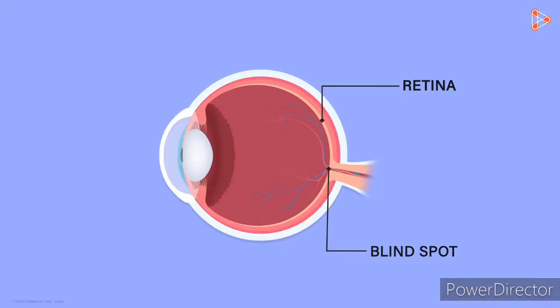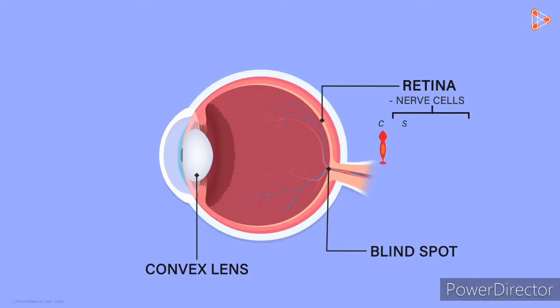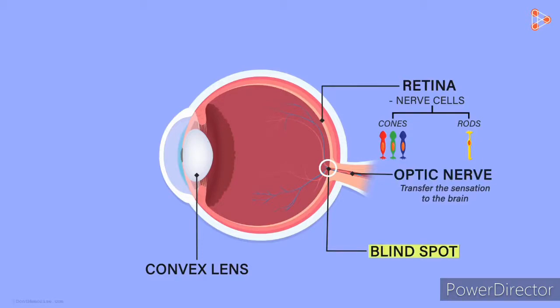So there is a blind spot present in the eye. We have already discussed the structure of the human eye in our previous video. We note that the convex lens present in the eye focuses the light on the retina. And the retina has two types of nerve cells, cones and rods. These cells transfer the sensation to the brain through the nerves. These transporting nerves are present in front of the nerve cells. They are connected directly to the brain and hence they transfer the message to it. They go into the brain through this region. And this region is called the blind spot. The junction of the retina and the optic nerve is called the blind spot.